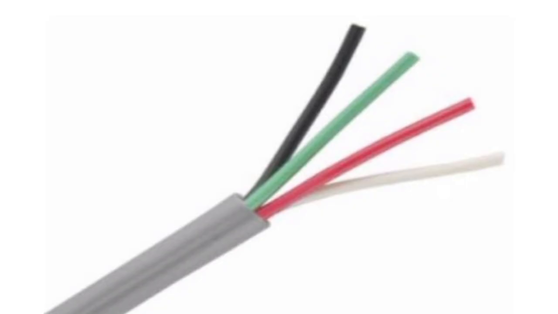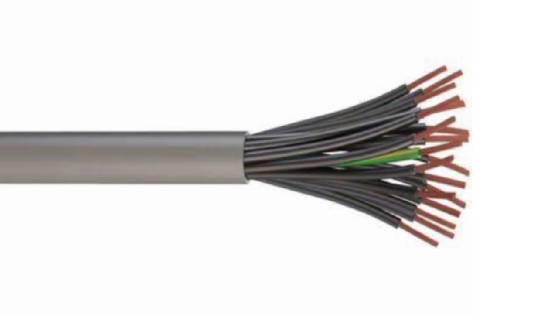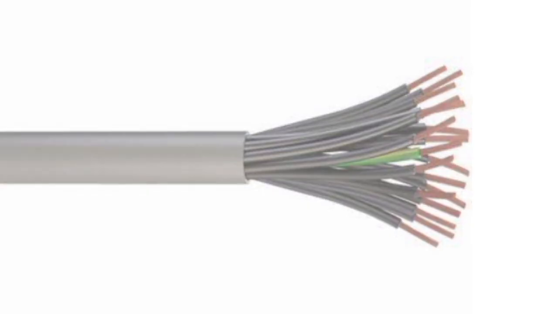Use it when there's little to no electrical noise around, like in residential buildings or simple control panels. Flexible control cables, built to bend, twist, and keep moving without breaking a sweat. These cables are made for motion. Think robotics, moving conveyor belts, or anything that doesn't stay still. Use it when the cable needs to move constantly, especially in automated machines.